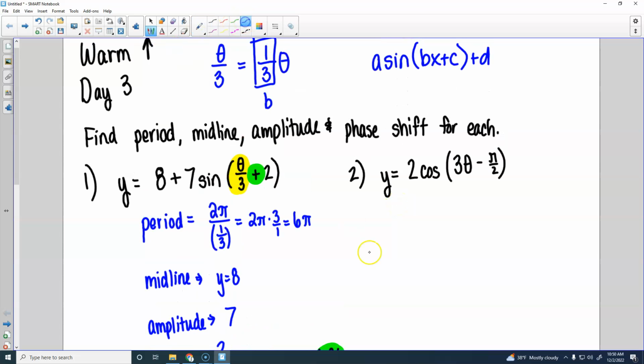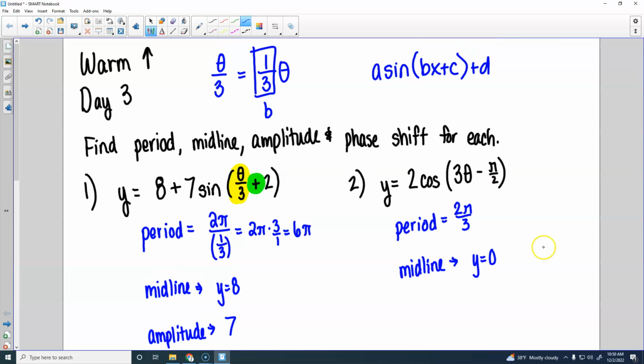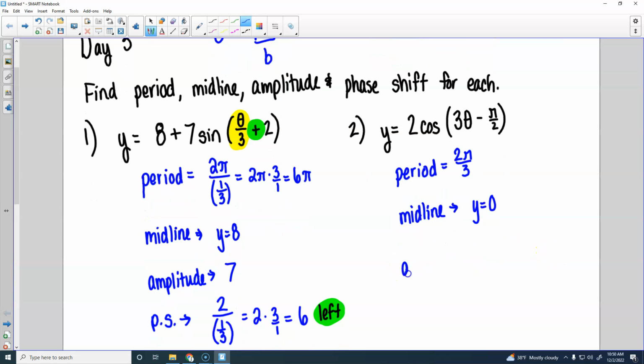For number 2, let's see, Luke, how are we going to find the period for this one? 2 pi over 3, nothing to reduce or simplify there, so that's just our period. Let's see, Kayla, midline. 0. What equals 0? Y equals 0. Good. Give it as an equation of a line. And what's our amplitude? 2. Those 3 are much easier than phase shift if you have one.